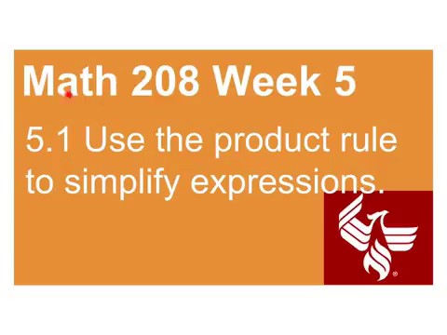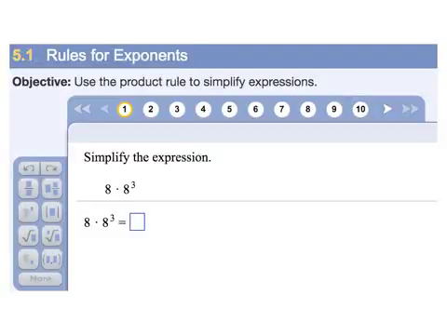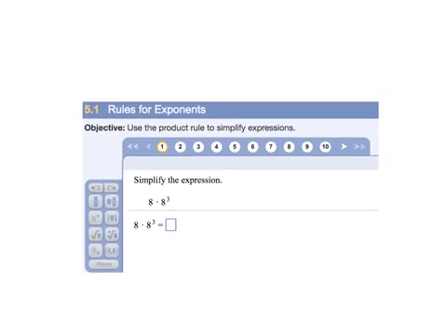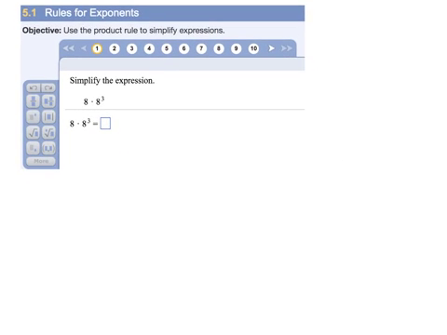Right, this is Math 208, Week 5, Section 5.1, using the product rule. It says to simplify the expression, and basically what they're saying is make that whole little 8 times 8 cubed simpler, like find the actual value. Now, I'm not entirely sure. Well, let's get to the part that I am sure about.